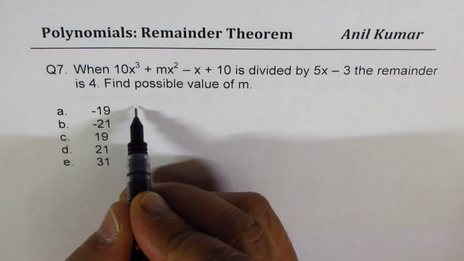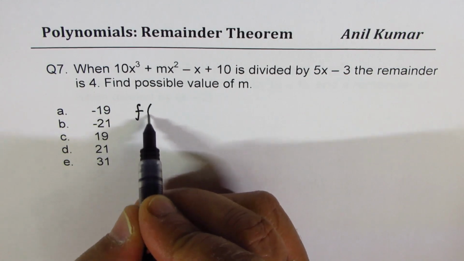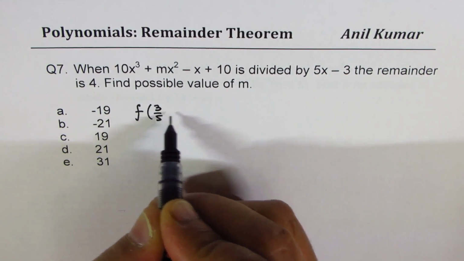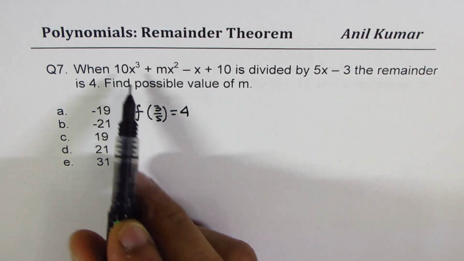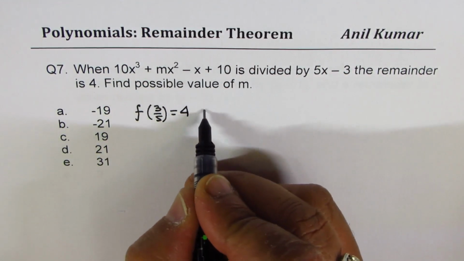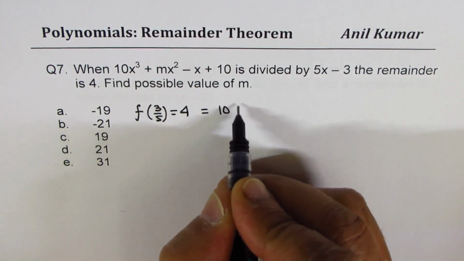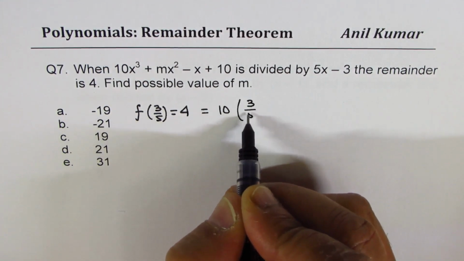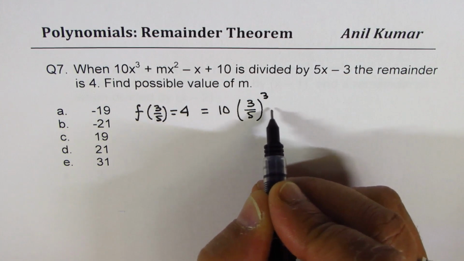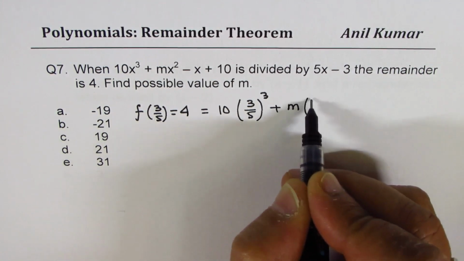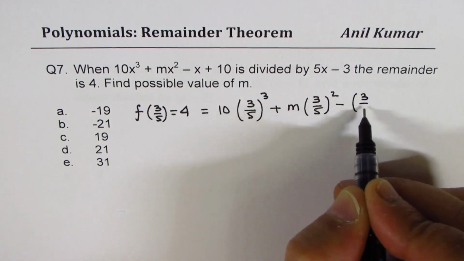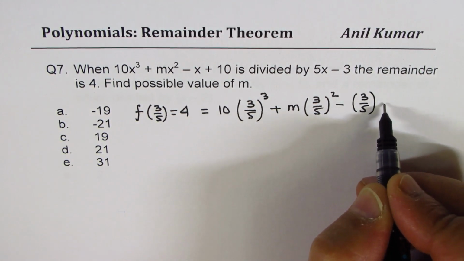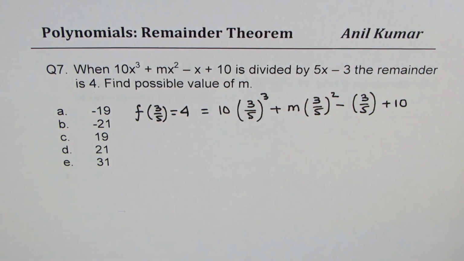So basically, we are trying to say that f of 3 over 5 is equal to 4, right? So let us substitute 3 over 5 for x. So 4 is equal to 10 times 3 over 5 cubed plus m times 3 over 5 squared minus 3 over 5 plus 10, right? So that is what we have.